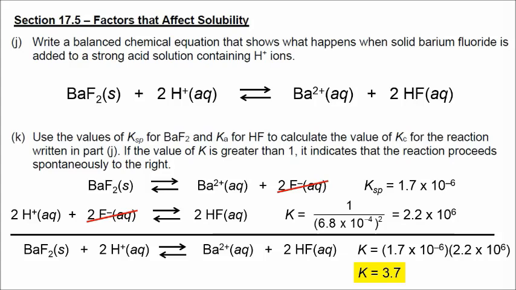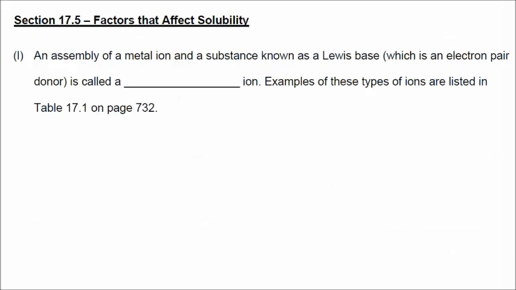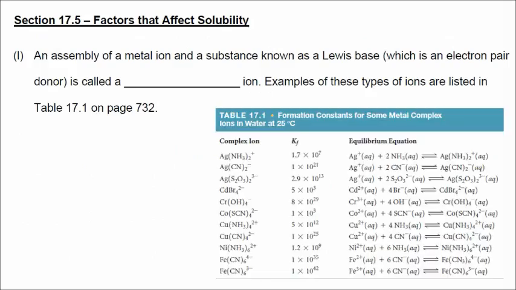So what significance is 3.7? Well, that is greater than 1, indicating that this reaction would proceed spontaneously to the right, proving that barium fluoride is more soluble in an acid solution because of the presence of that basic ion, fluoride, and how the reaction would shift toward the right. All right, and then the comment about complex ions, you can see a table on page 732. Again, I want you to be aware of complex ions, but I'm not going to emphasize them in a major way in this particular unit.